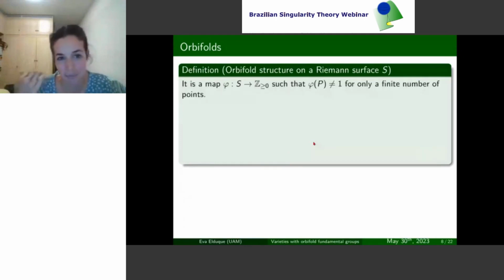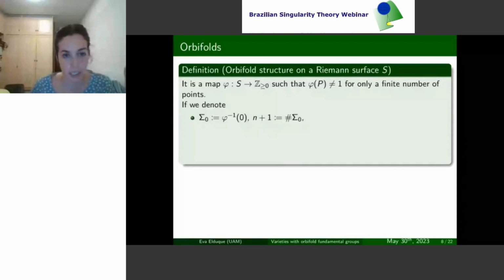So what it is really, it's a map from your Riemann surface to the non-negative integers, but you let almost every point have image 1, and only a finite number of points are going to have image other than 1. So really it's a way to distinguish a finite number of points to which you associate an integer that's not 1, and you're going to think of that integer that you associate to each point as a multiplicity somehow.